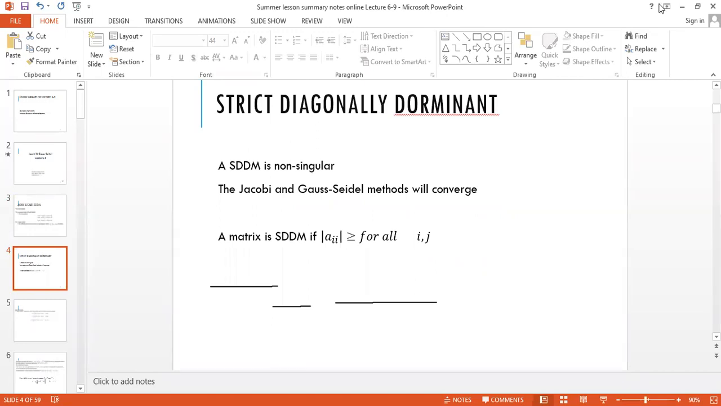Now we say that a matrix is strictly diagonally dominant when the absolute value of the element on the leading diagonal of each row exceeds or is equal to the sum of the absolute values of the other elements in the same row.